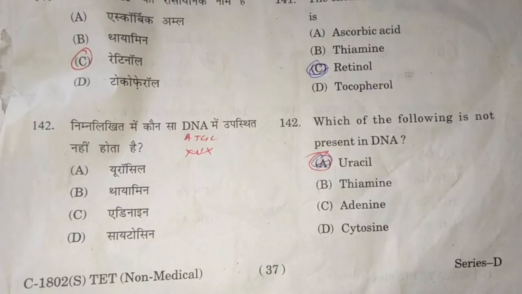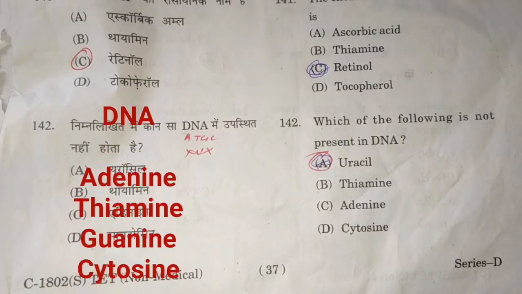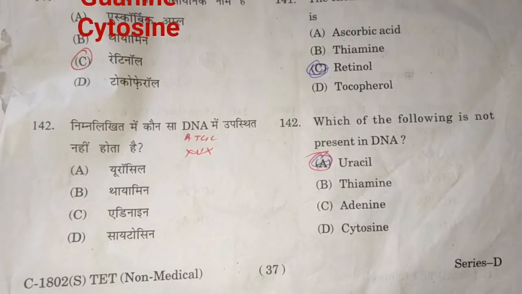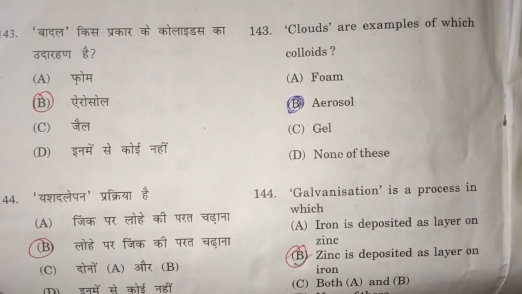Which of the following is not present in DNA? Option A uracil, option B thymine, option C adenine, option D cytosine. And the correct answer is option A, uracil. So DNA contains 4 bases: adenine, thymine, guanine, cytosine, whereas RNA contains adenine, uracil, cytosine and guanine.